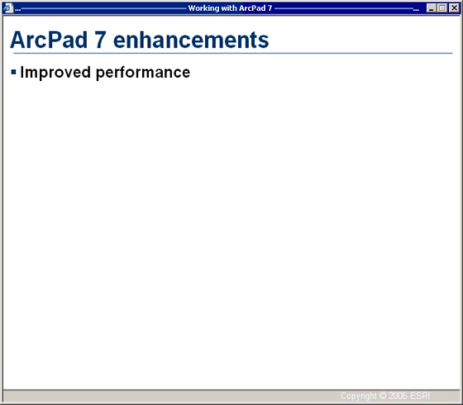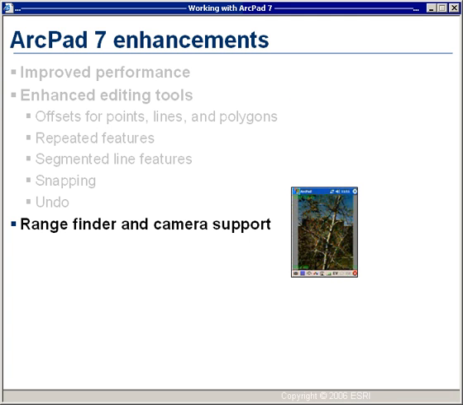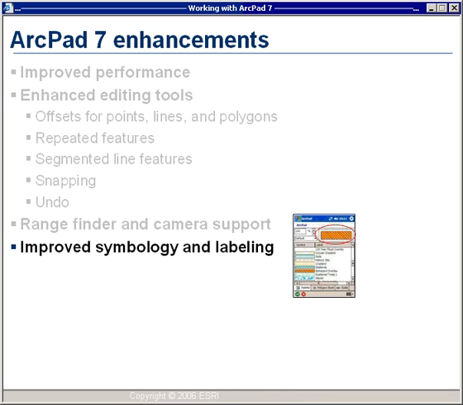ArcPad 7 is a major ArcPad release. It offers enhancements in the area of performance, including quicker access and loading of spatial data. There are new advanced editing tools, including offsets, repeated attributes, segmented line features, snapping, and undo. ArcPad now supports rangefinders and digital cameras. It also supports ArcGIS symbology and style sheets and has more labeling options. Maps in ArcPad 7 look the same as in ArcMap.